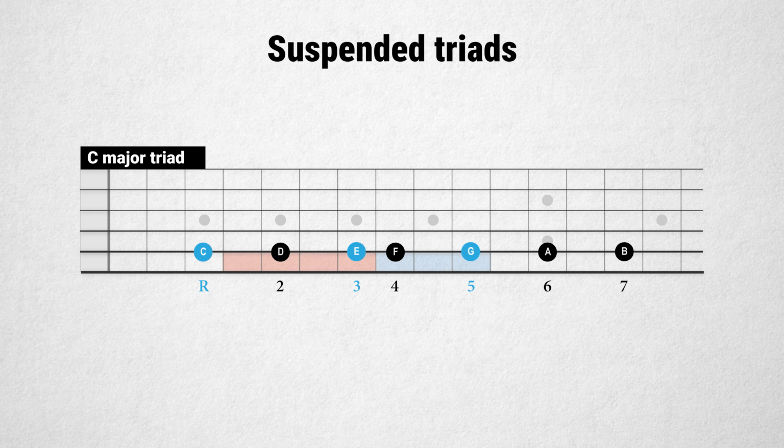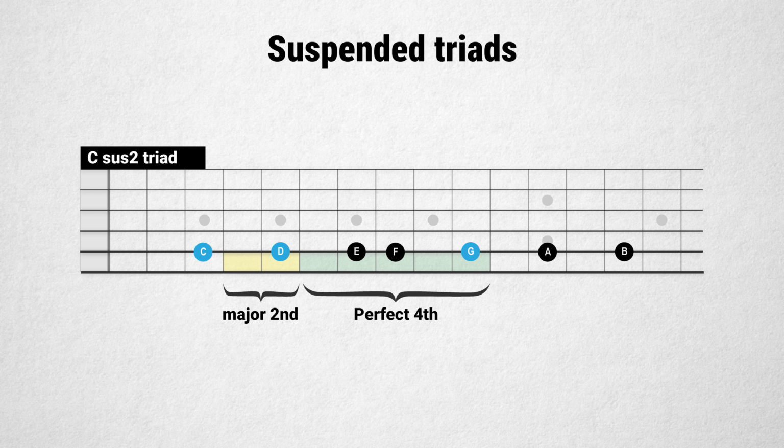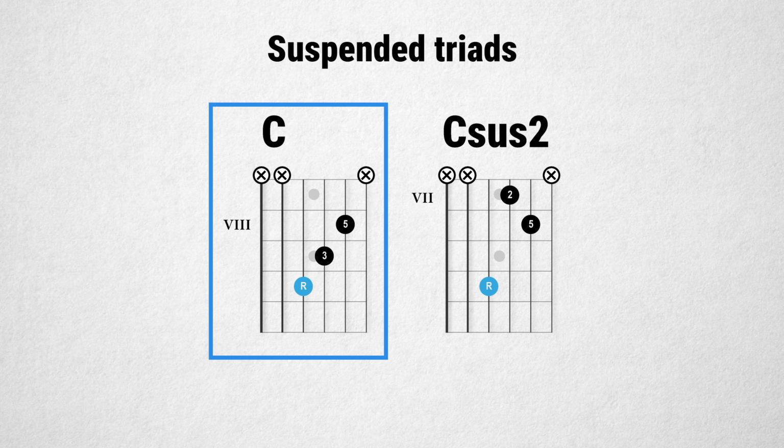Now, if we look at the structure of the major triad, we'll see that the triad is built from a major and a minor third, C, E, G. And to create a suspended triad, we'll have to replace the third E with the 2nd degree D, and we'll get a C sus2 chord, C, D, G. The structure is now a stack of a major 2nd and a perfect 4th. I will play the C major triad and the C sus2 triad after each other to hear the difference.